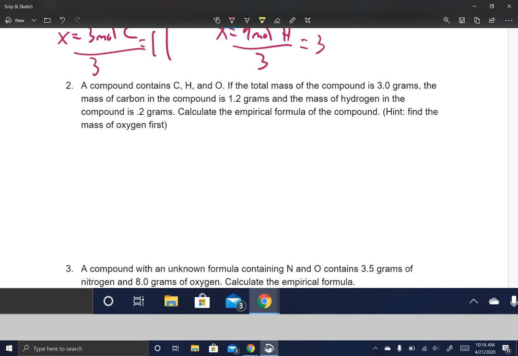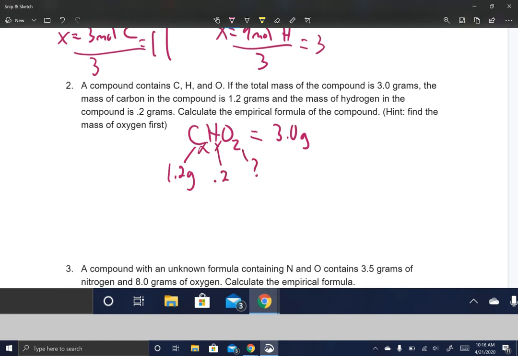Okay, number 2, same concept. Convert grams to moles, divide by the lowest number. The compound contains C, H, O. The total mass is 3 grams. So we have C, H, O with subscripts X, Y, Z. Those are the subscripts we're looking for. The mass of carbon is 1.2, the mass of hydrogen is 0.2. We have to find oxygen first, right?